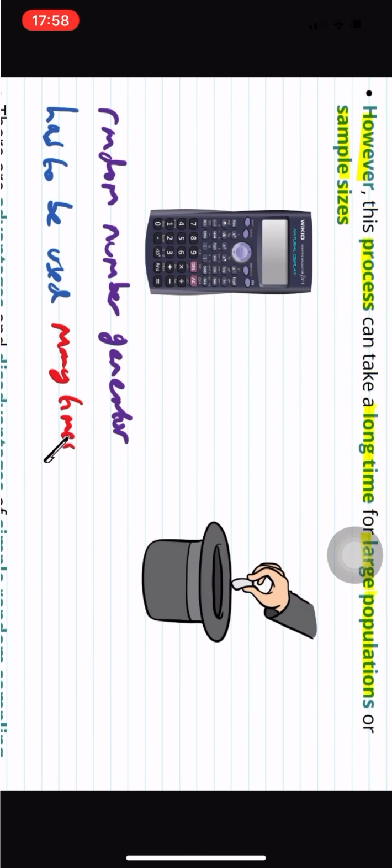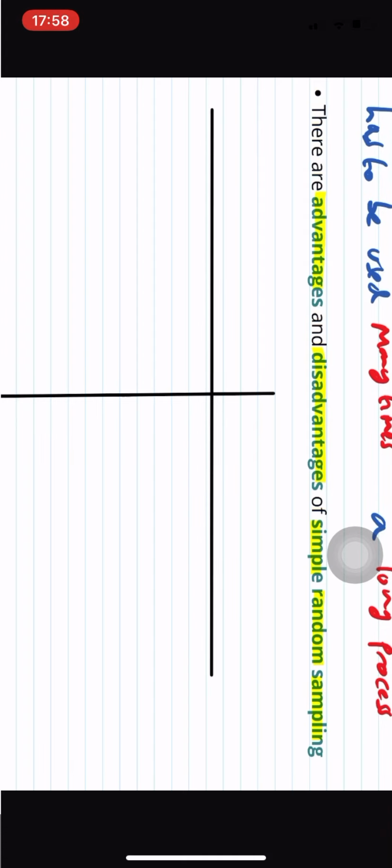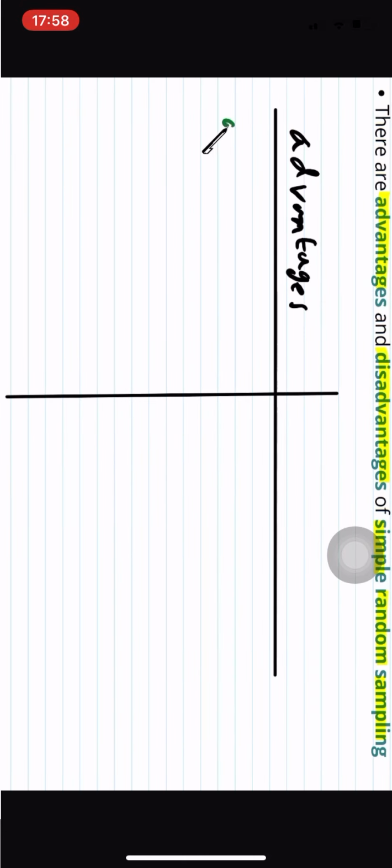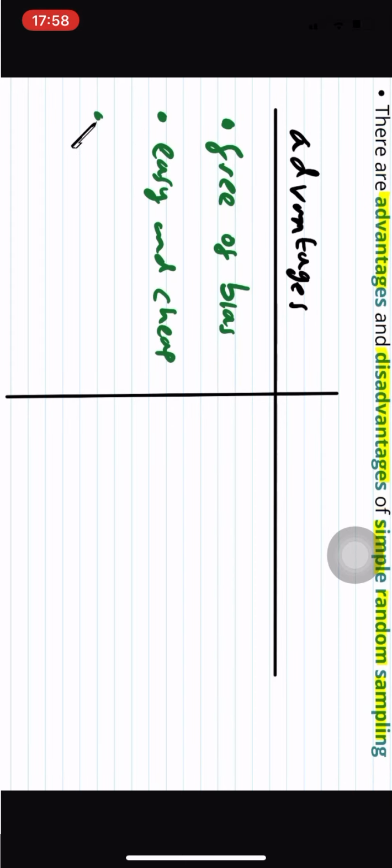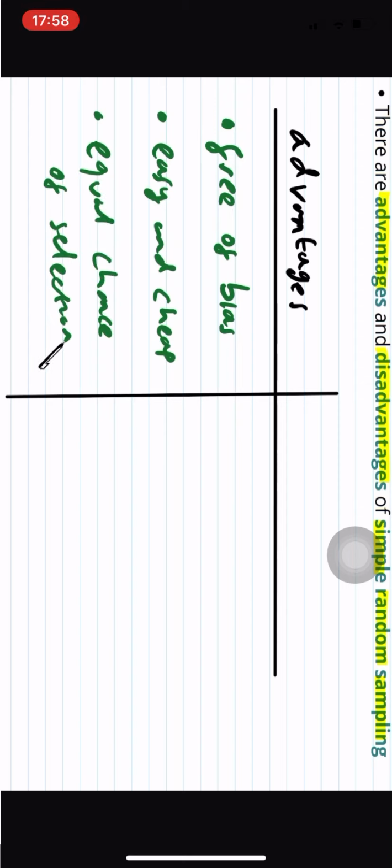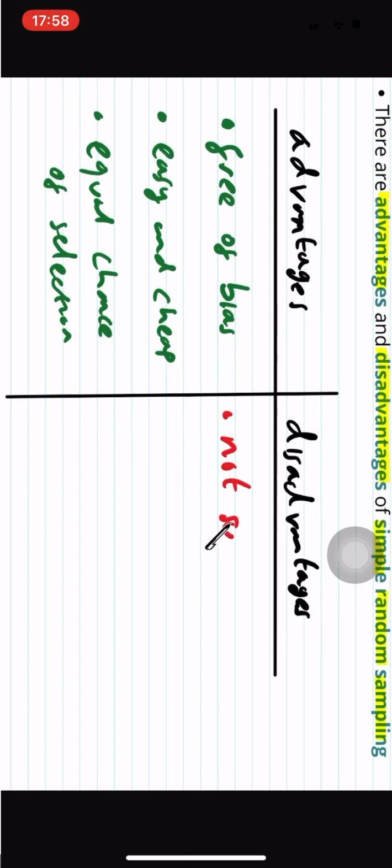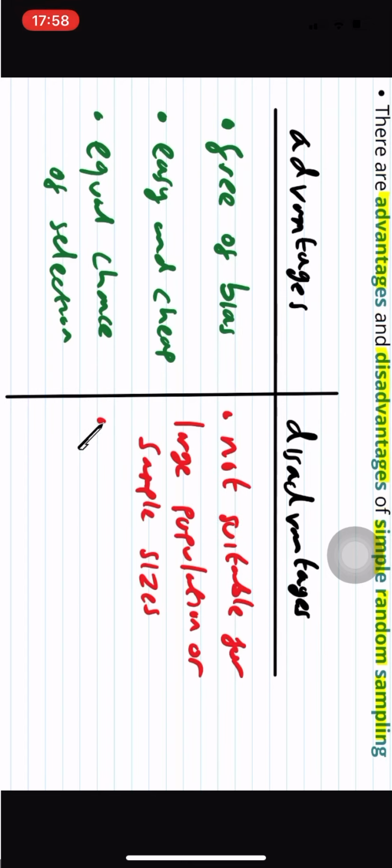There are advantages and disadvantages of simple random sampling. Let's start with the advantages. The sample is going to be free of bias. The method is easy and cheap. Each member has an equal chance of selection. Now, the disadvantages. The method is not suitable for large population or sample sizes. And also we need to have an initial sampling frame.